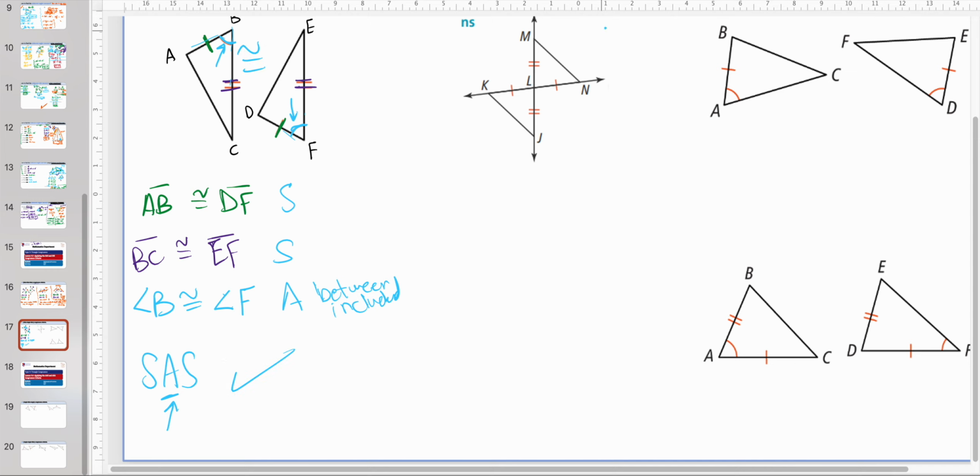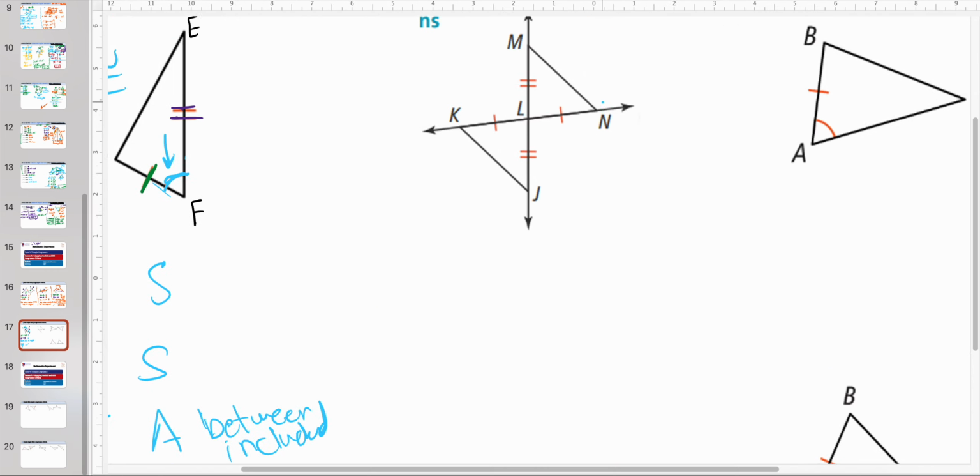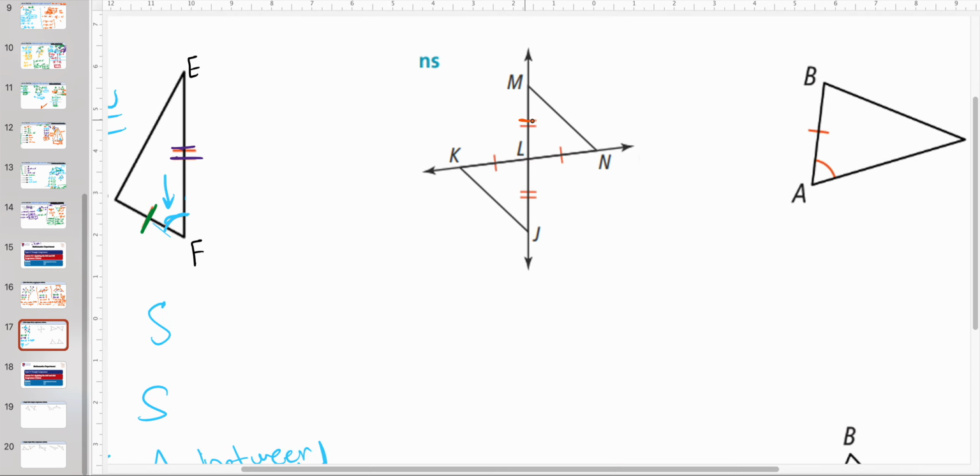Okay? Now looking at this example, here we have, of course, two sides are equal to each other. We have this side, ML is congruent to LJ, and then we have this side, KL is congruent to LN, but they did not say if these two sides are equal, so I can't assume. Guess what? There is no missing information. It's not missing. These two angles, they are vertical angles because they came out of two intersecting lines, so they are equal to each other.